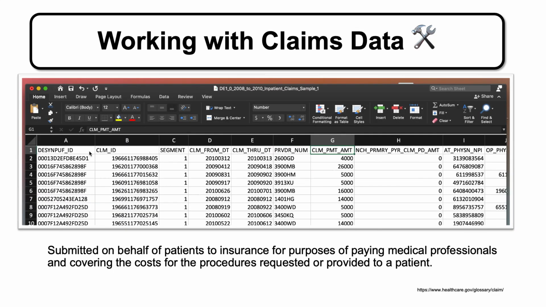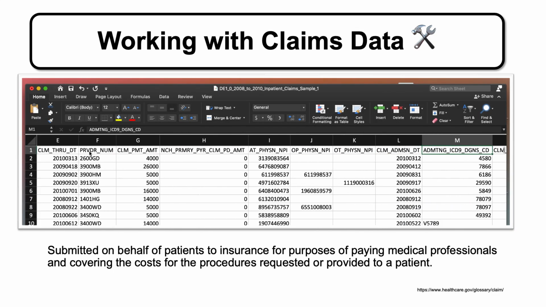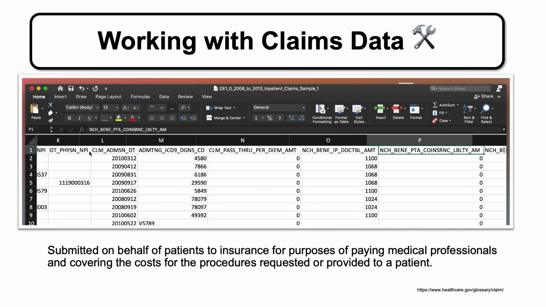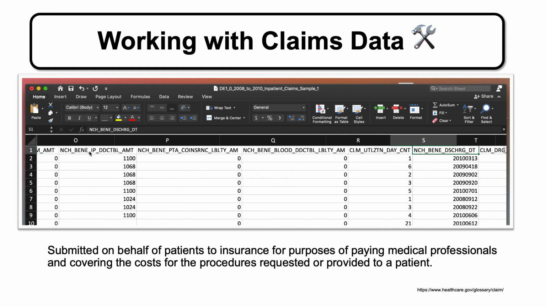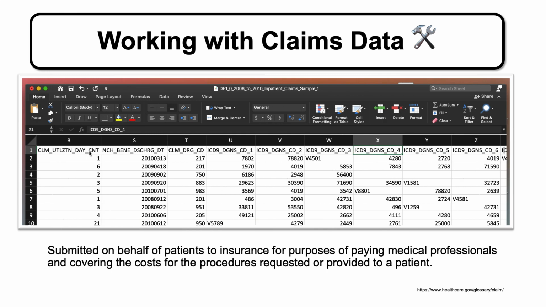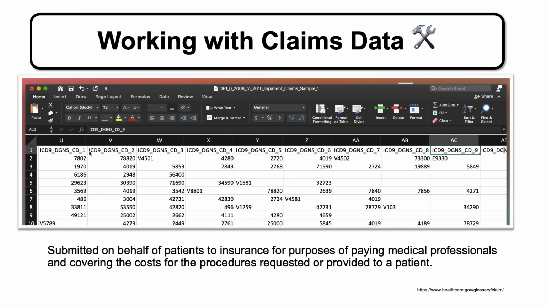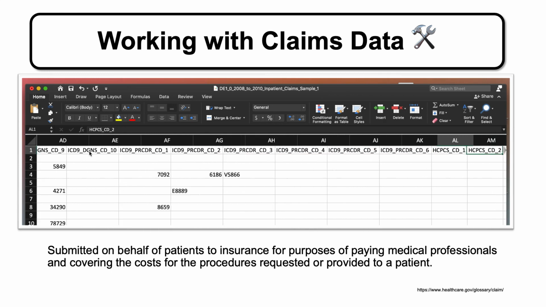Now, as I mentioned earlier, real-world data can also oftentimes be very messy. Seen here is actual claims data, which is synthetically generated from the Centers for Medicare and Medicaid Services, and as you can see, can be very, very difficult and cumbersome to work with.